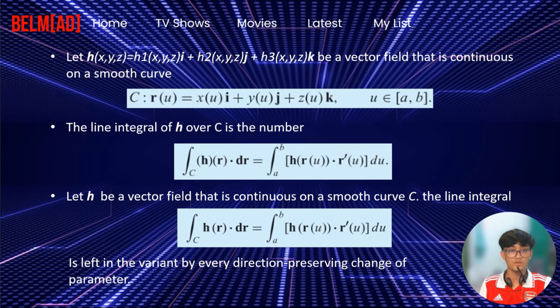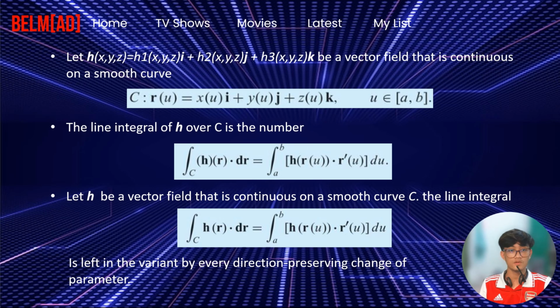Okay, so let H(x,y,z) equal a term of vector: f(x,y,z) for i, then g(x,y,z) for j, lastly h(x,y,z) for k, be a vector field that is continuous on a smooth curve. So this is the term we have to write in vector field.